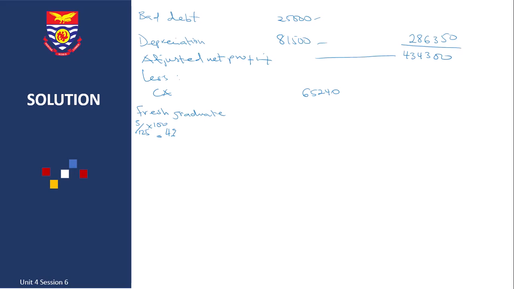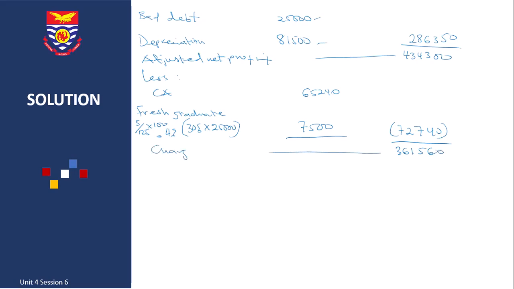Okay, and in this question, we're told that the fresh graduate wages and salary was 25,000. So here the additional deduction, we are going to have 30% times 25,000. And this is giving us 7,500. When we add it to the capital allowance, we have a total deduction of 72,740, and we are going to get an income of 361,560. So this is chargeable income.